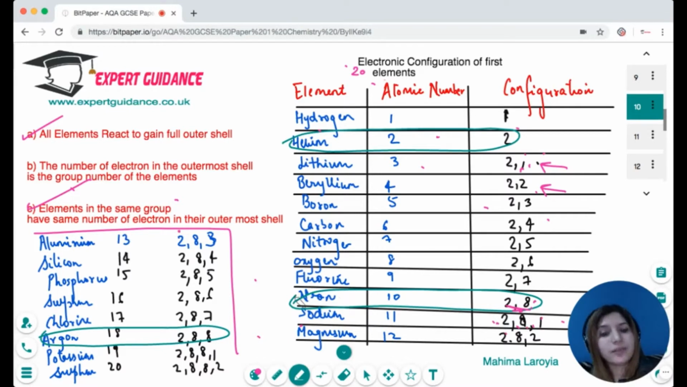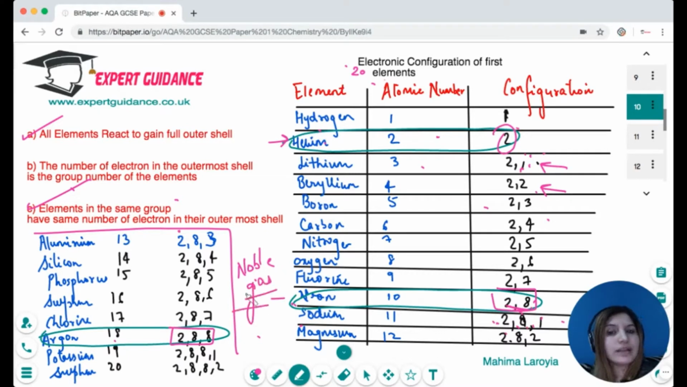The other information you can get by looking at the electronic configuration here is that helium has the complete first outer shell, neon has complete second outer shell, and argon has complete third outer shell. These three elements do not have any capacity to take any other electron, therefore they are noble gases. Why? They have full outer shell, therefore they do not have to react further.